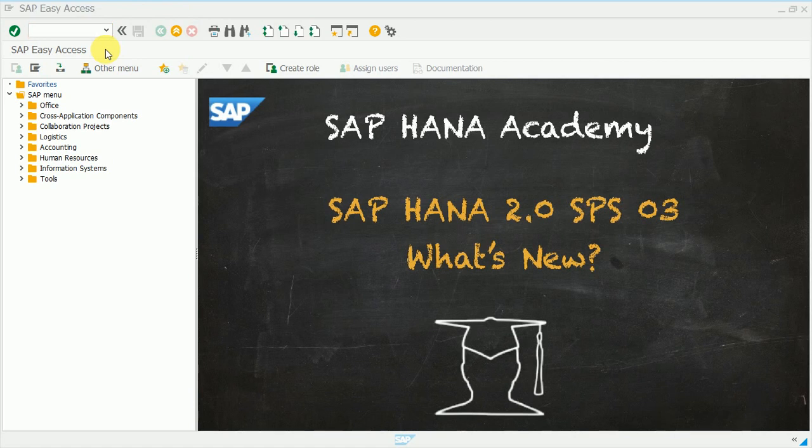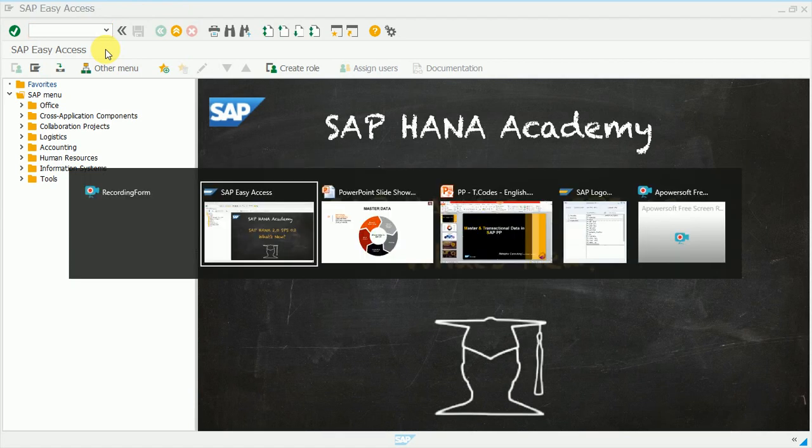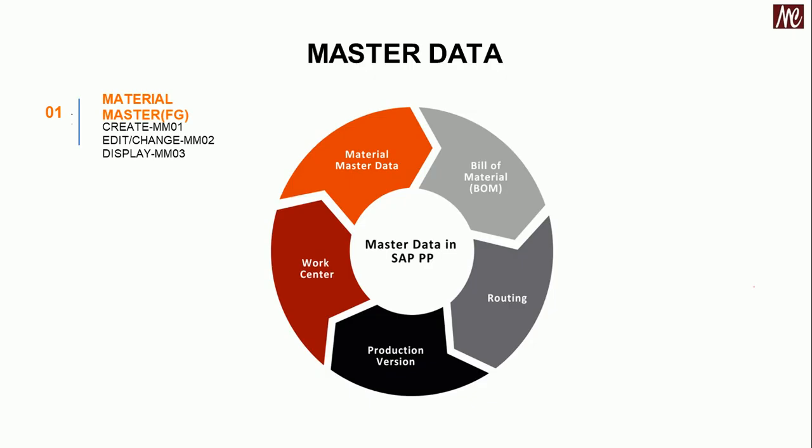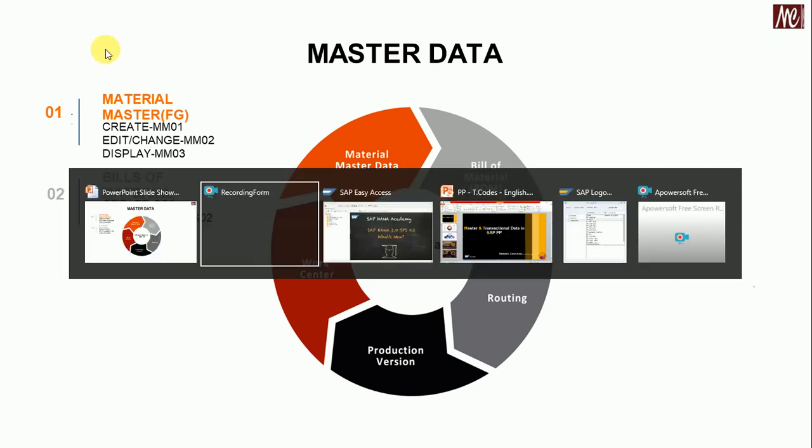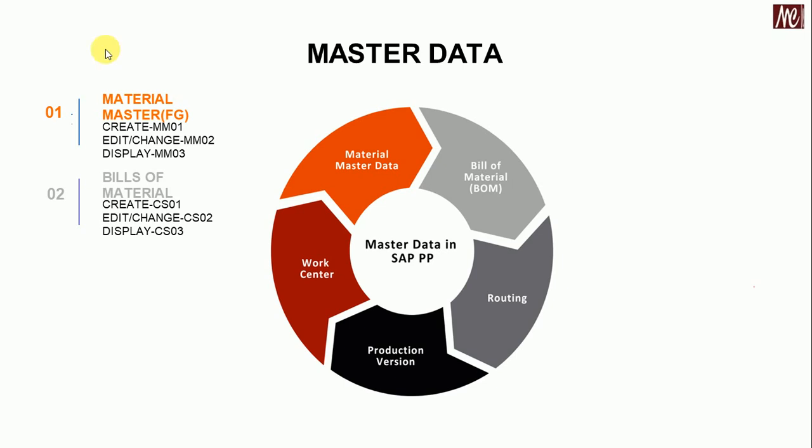So what are we going to understand next? We are going to understand the next master data. The next master data is the bill of material. How do we create a bill of material? For creating the bill of material, we use CS01, modify with CS02 and display with CS03. Now let's switch over and understand it further.